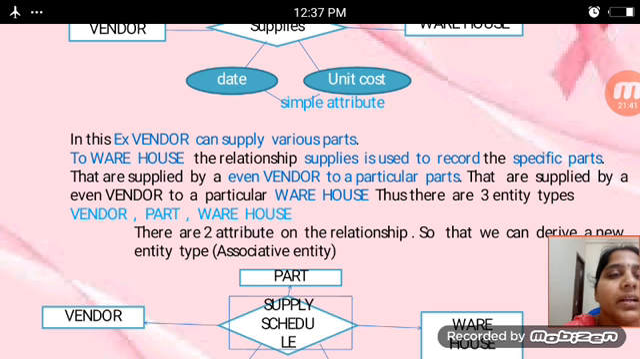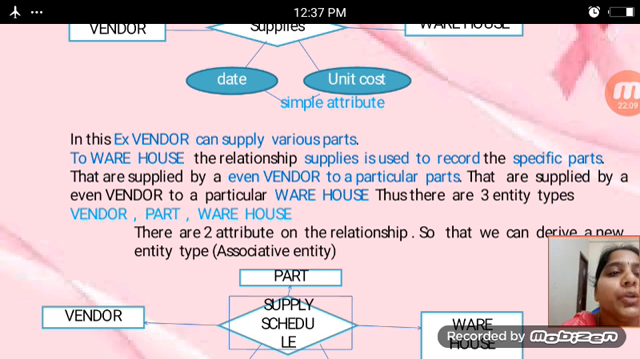He has to maintain a record of the particular parts supplied by a given vendor to a particular warehouse. There are many warehouses, and this is for a particular warehouse. Thus there are three entity types: vendor, part and warehouse. These three are the entities.